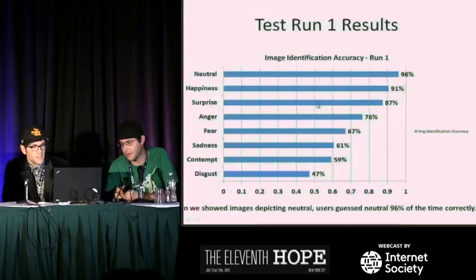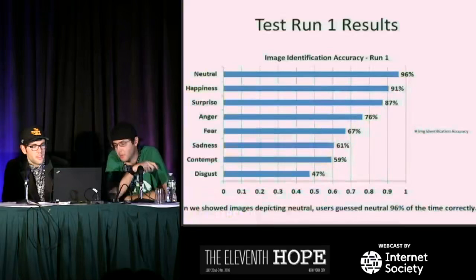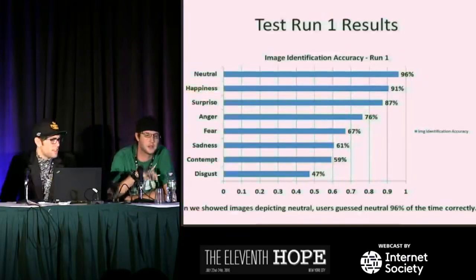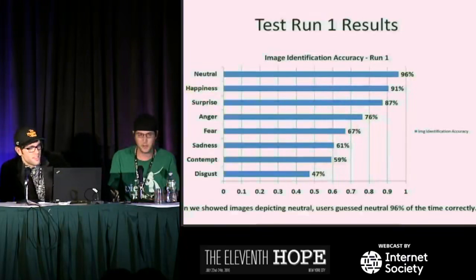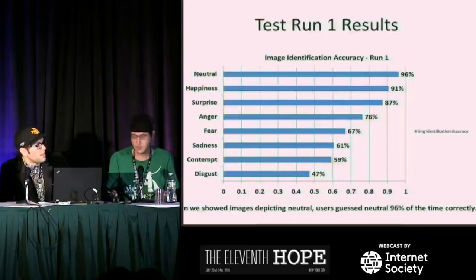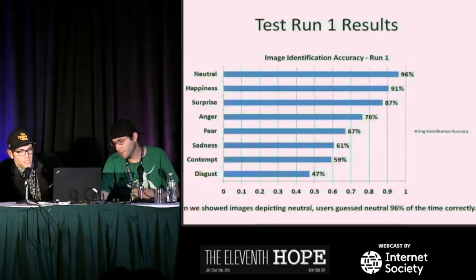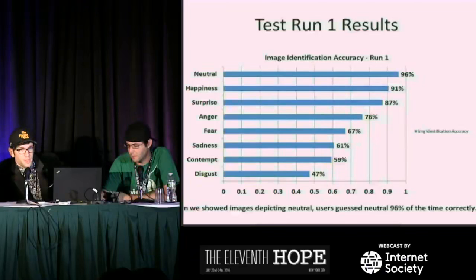Basically, here's what comes out of it. So when we showed people neutral images, the first time when there were 8 choices, 96% of the time they got it right. When we showed people disgusted images, 47% of the time they got it right. So with disgusted, more than half the time, they couldn't even guess what image that was. Two interesting points: contempt and disgust are experimental emotions in the API. They're not fully implemented yet, so keep that in mind.